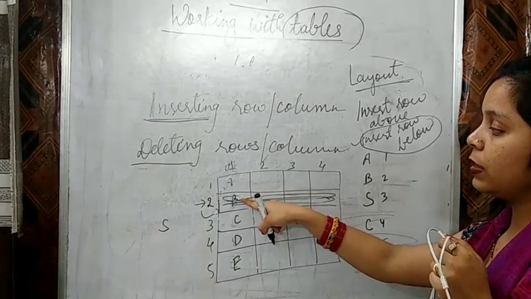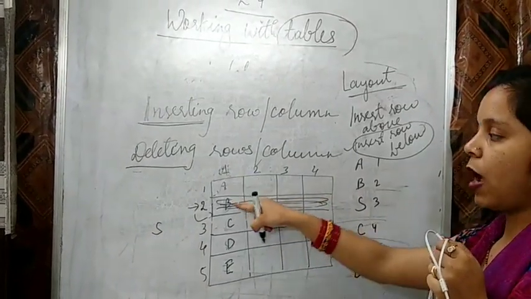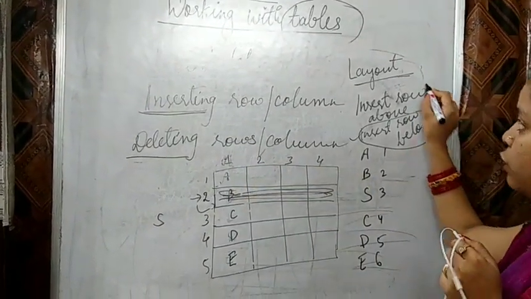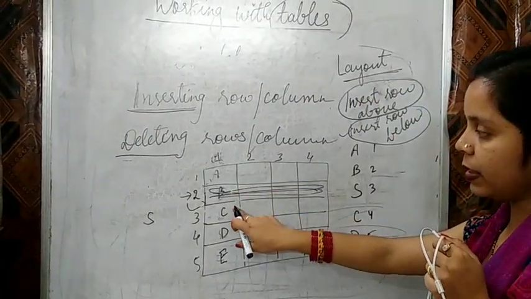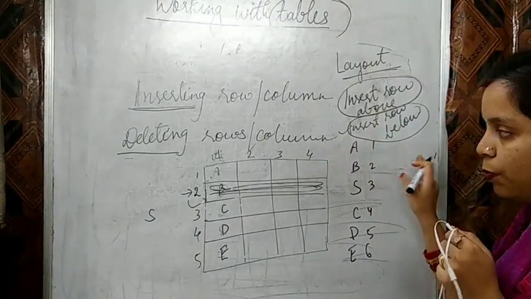If you want to insert one row before the second row, upside of the second row, then you will choose the insert row above option. I want it after the second row, so I will choose the insert row below option.